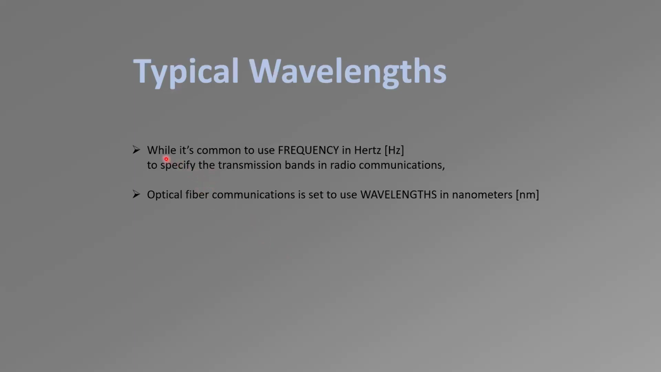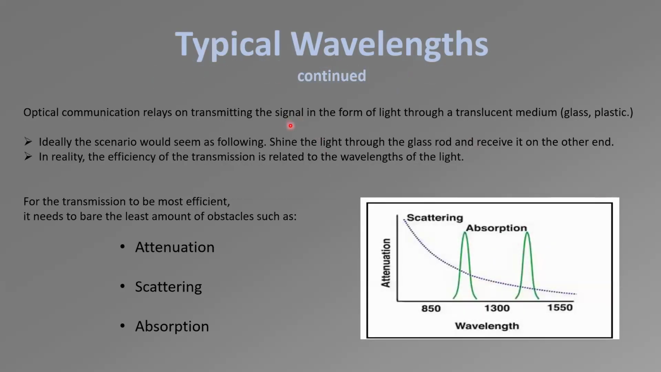Typical wavelengths. Well, it's common to use frequency in hertz to specify transmission bands in radio communications. Optical fiber communication is set to use wavelengths. It's just the way things are. Can you use frequencies? Sure, you can, but we're talking about wavelengths in nanometers. Now, here's the interesting thing. Typical wavelengths for fiber optic communications.